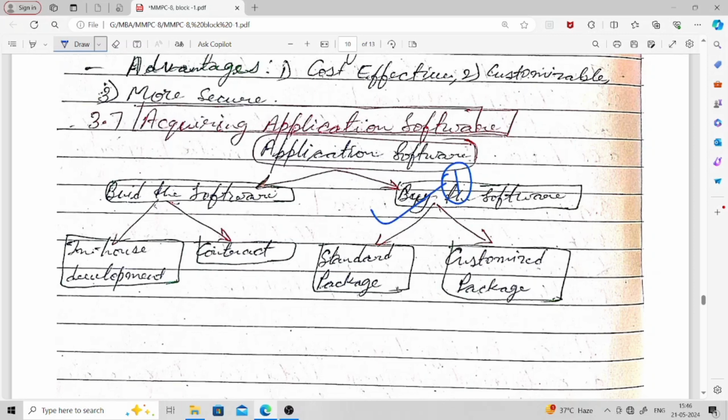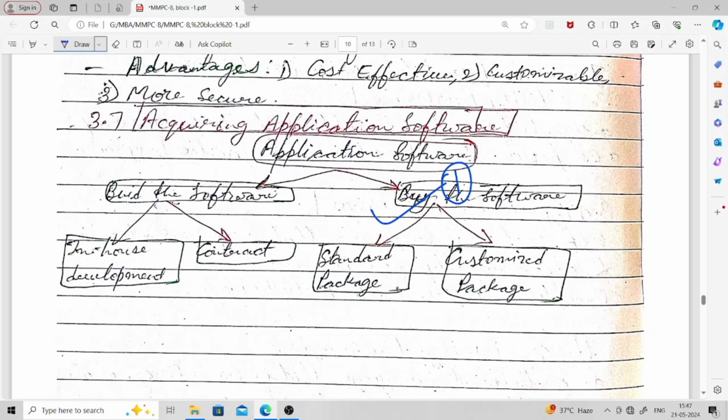The second one is build the software. Software can be built by in-house development or contract. It means if, after analyzing many requirements of your organization, you decide that you need to build the software because those softwares are not available, or if available there are security issues, or for many other reasons, then you can do that using in-house development or contract.